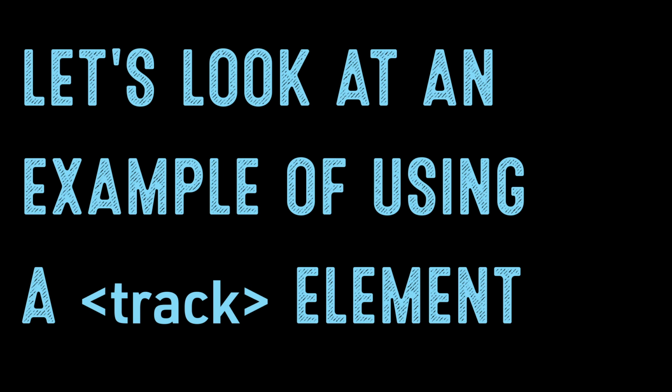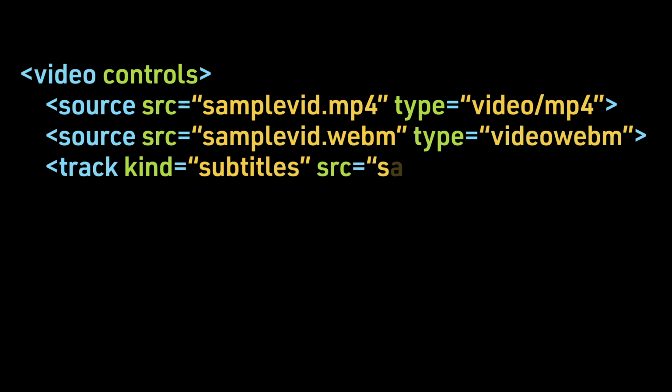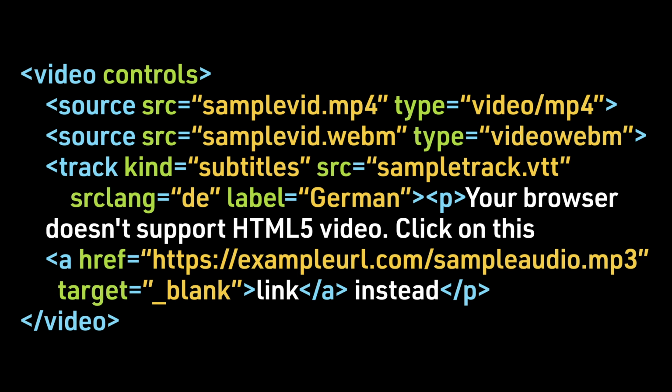Let's look at an example of using a track element in our code. The track element is inserted after two source elements within the video element. And after our track element, the paragraph text tells the user, if neither source is supported, that the browser doesn't support HTML5 video and provides a link for the user to click to access the video instead.